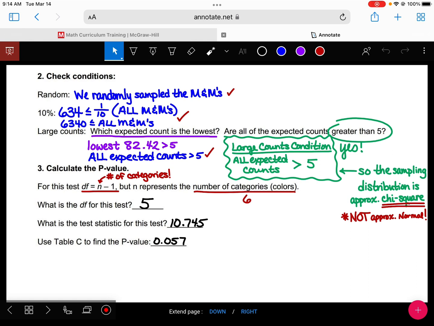That is something that's different than when we do z-testing or t-testing, so for proportions or means. This large counts condition, for everything that we've done so far, is so that we can assume that our sampling distribution is approximately normal. We're not looking for approximate normality here. This is so the sampling distribution is approximately chi-square.